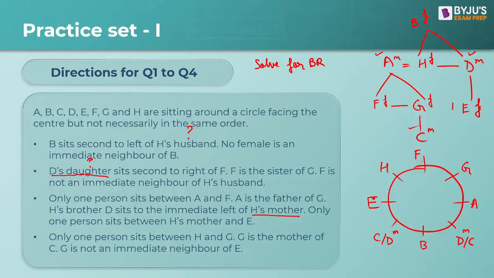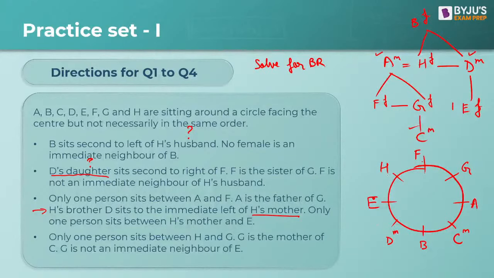Have we missed any statement? I think we did not use this completely, right? F. Okay, so let's use this point. H's brother D sits to the immediate left of H's mother. H's mother is B, so this will be D. Okay, so this will be D and this will be C. So this completes the arrangement. Is it clear? So this will complete the arrangement of 8 people.